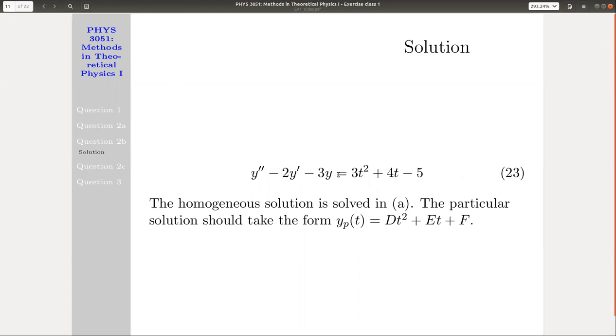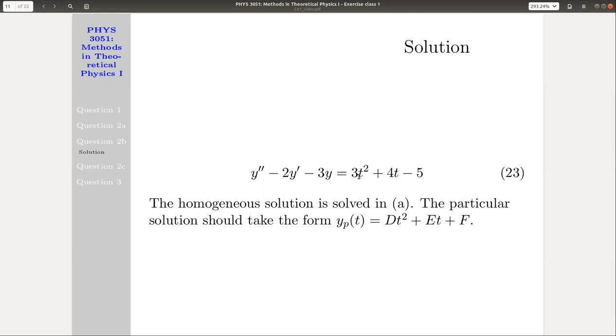So the inhomogeneous term here should be a polynomial. But the left-hand side is still the same ODE that we have seen in 2A. So we have solved the homogeneous term already. And now we just have to solve for the particular solution.